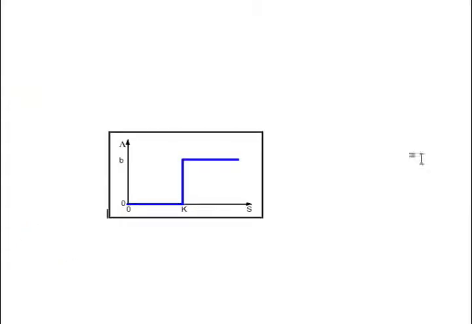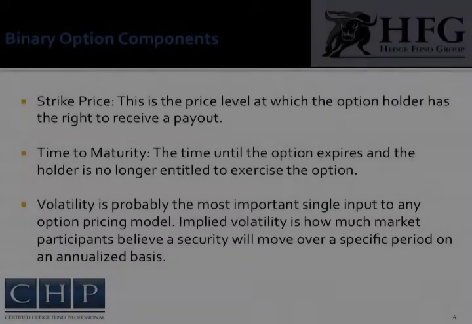The chart here is the payoff of a binary option with strike K. At K, it's a full payoff. Below K for a call, it's no payoff at all.